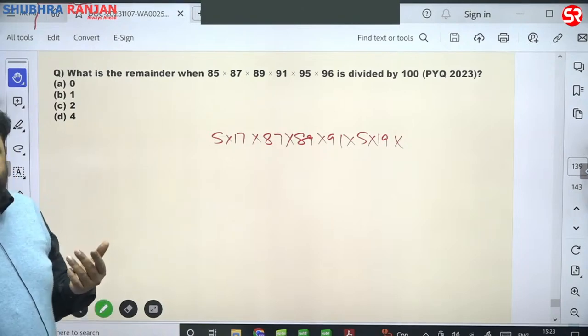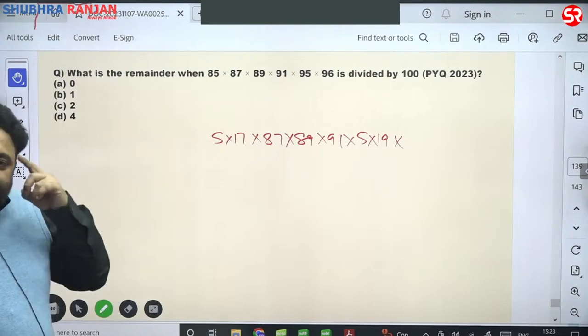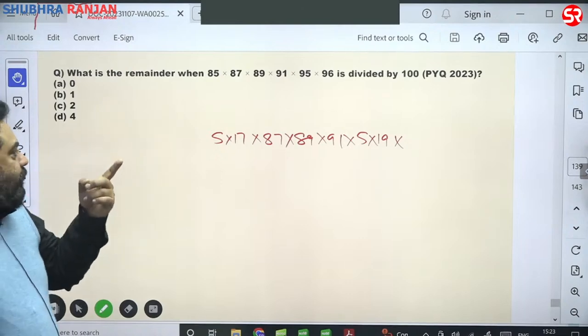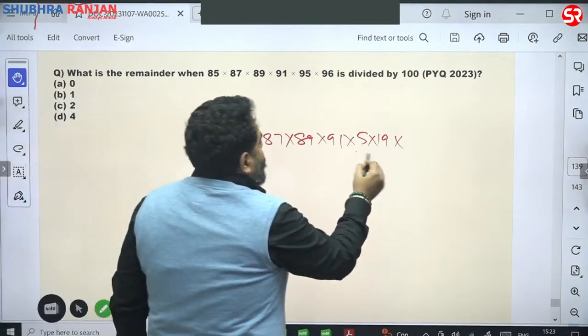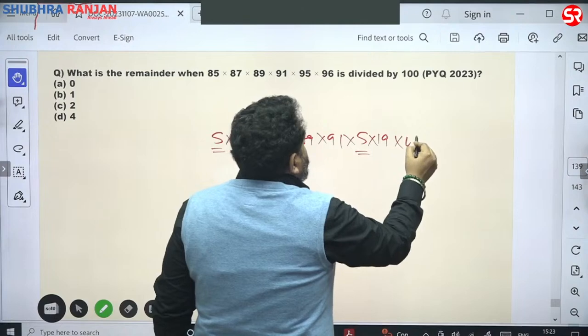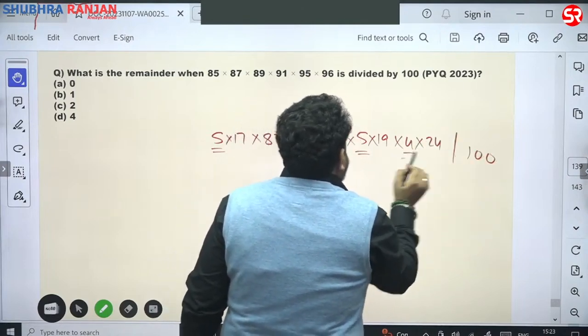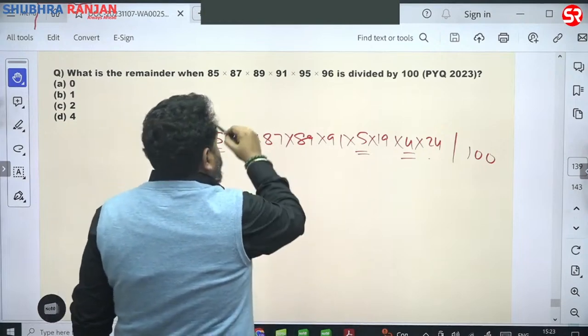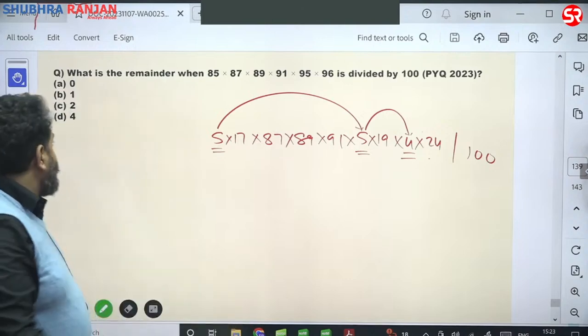96 is also 16 into 6, isn't it? So 96 would have 2 to the power 5. So if you put 4 into 24, divided by 100. Now you realize, look, 5 into 5 is 25, into 4 is 100. It's a multiple of 100. Remainder 0.